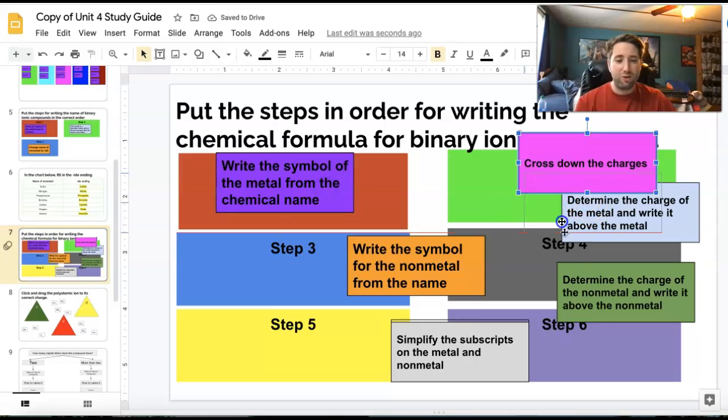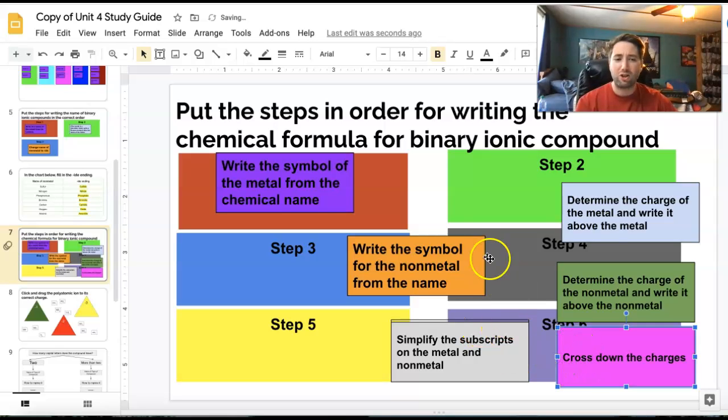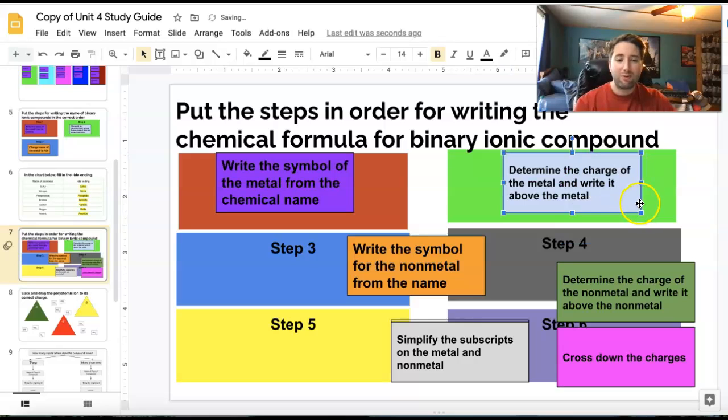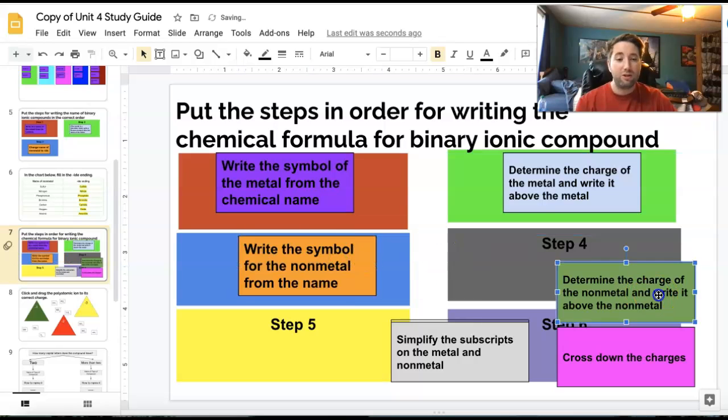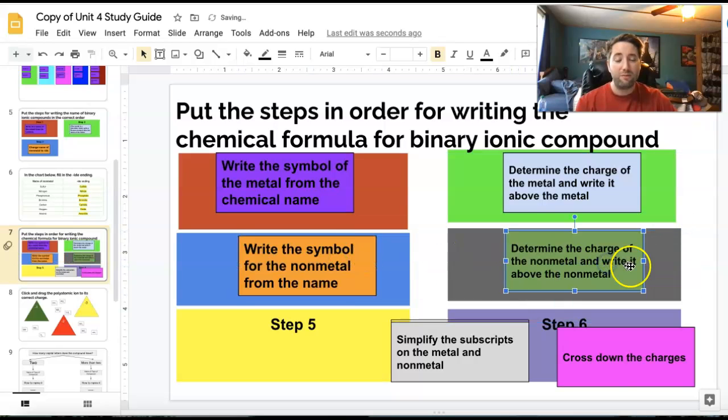All right, step 2, I'm going to move this one. Step 2 is we want to determine what the charge is of the metal and write it above there. Oh, look, so that one's that one right there. So that's step 2. All right, step 3, we've done the metal. Now we want to do the nonmetal. We want to write the symbol for the nonmetal from its name, like so. We want to determine the charge of the nonmetal.